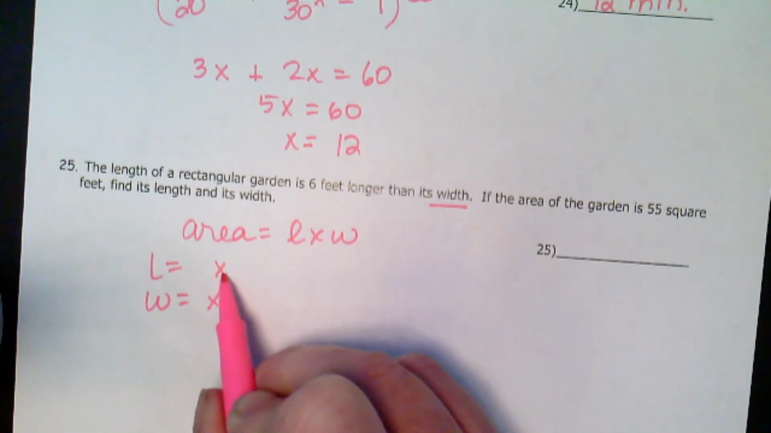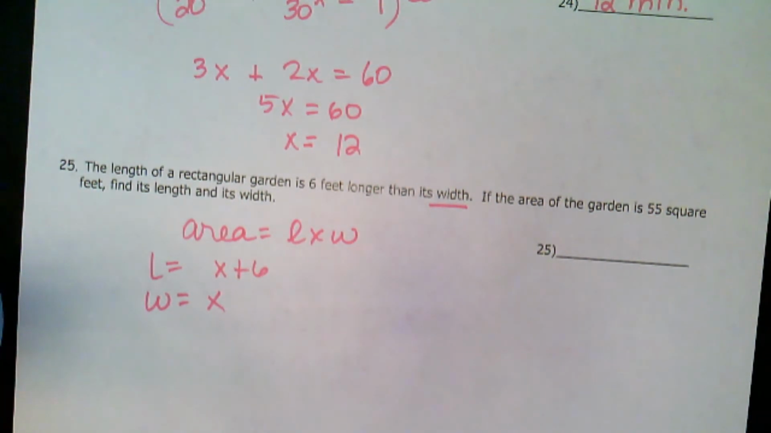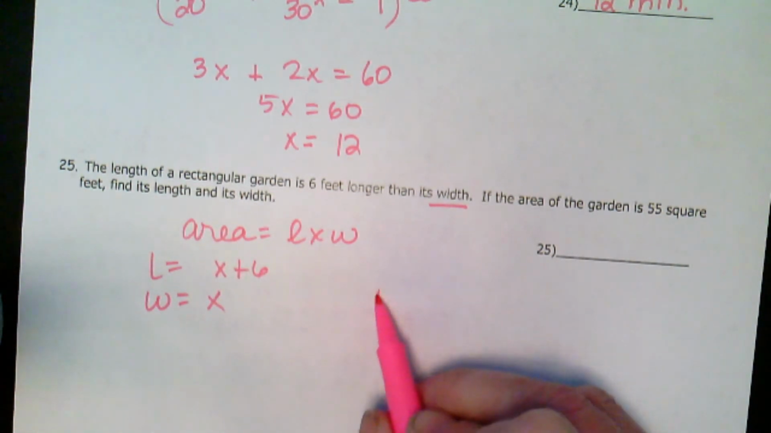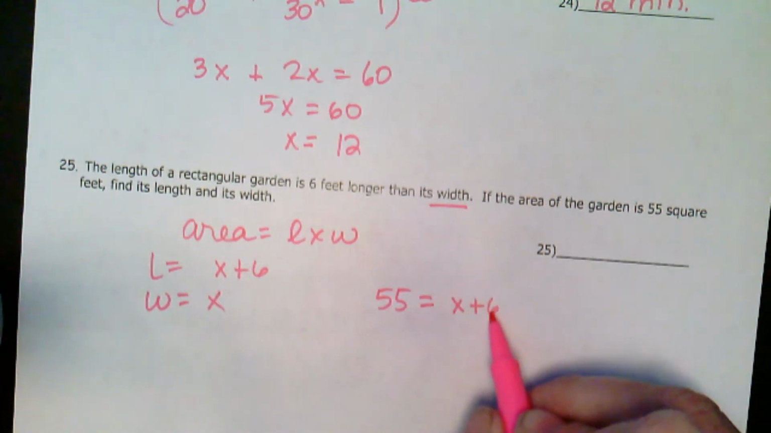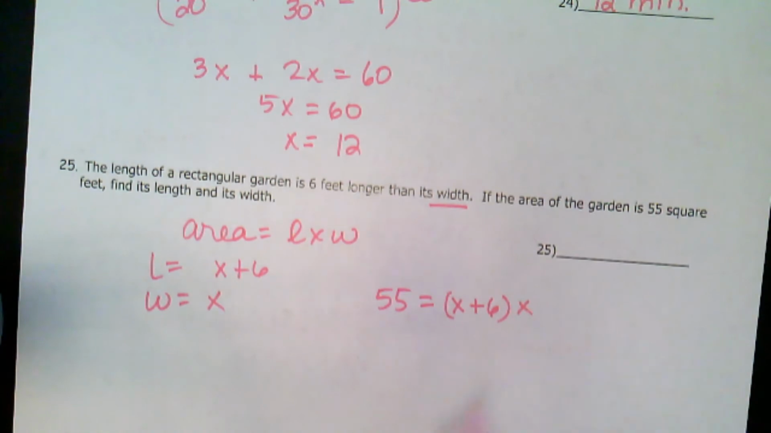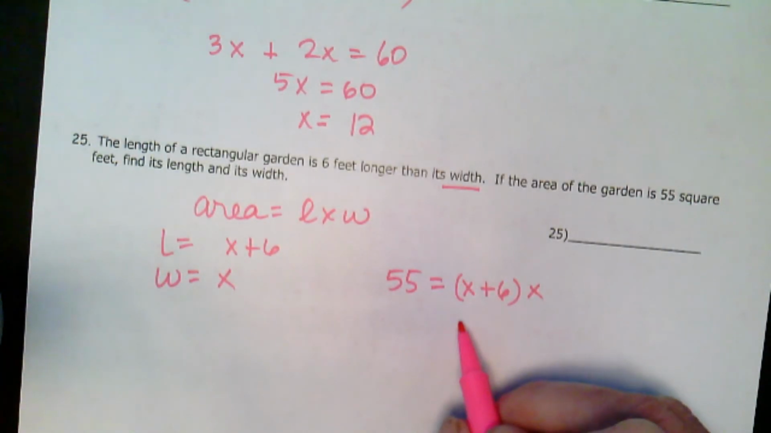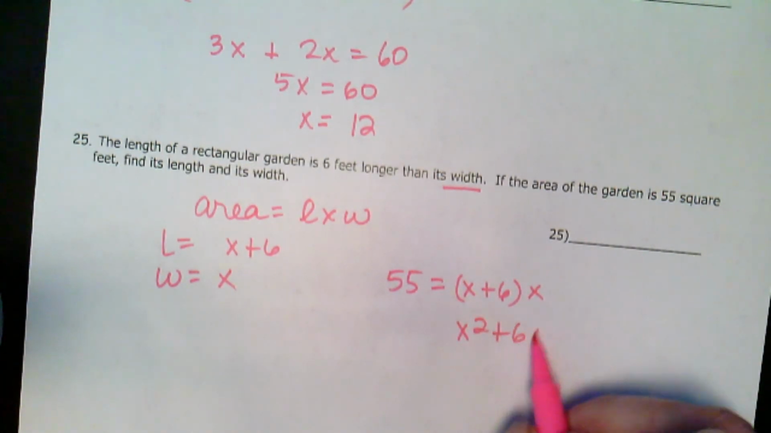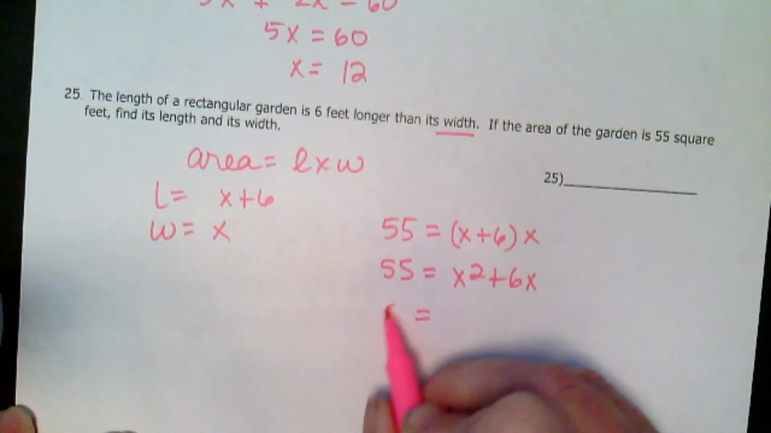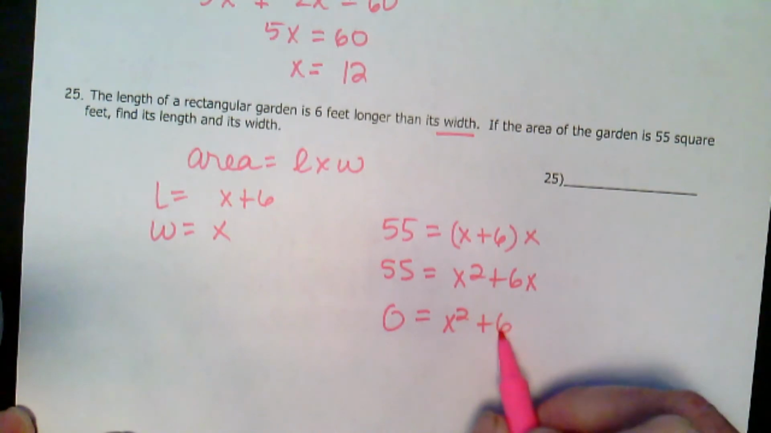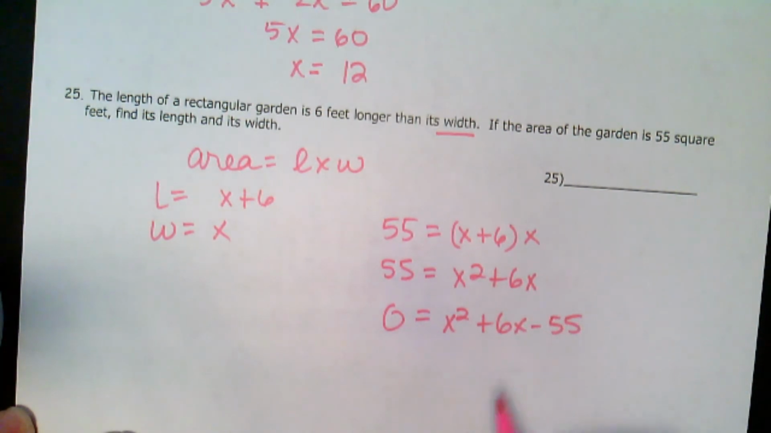So if we don't know what it is, we just know that it's 6 feet longer. Then we're going to plug this into here. So our area is 55. Our length is x plus 6. And our width is x. Distribute. Put everything on one side. And then factor.